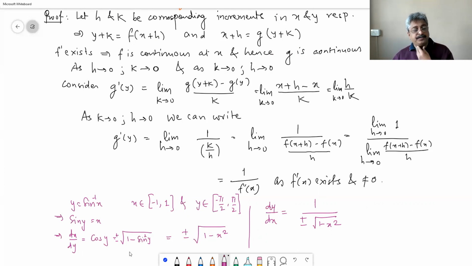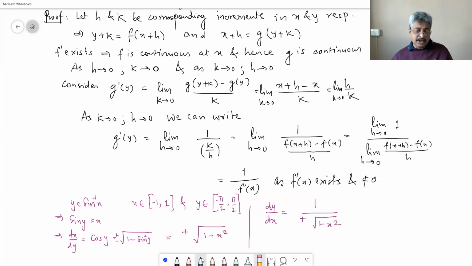So, cos y, if I want to report, will cos y be always positive? Yes, because y is between -π/2 to π/2, therefore cos y is always going to be positive. Therefore, we need not worry about this negative sign. It is not by luck, it is by thinking. So, dy by dx is going to be 1 upon radical 1 minus x square.